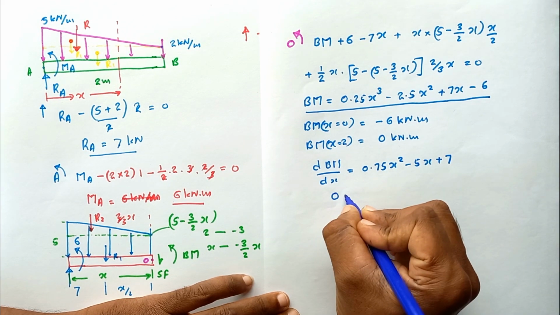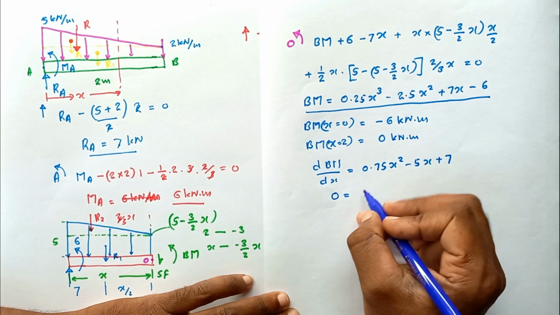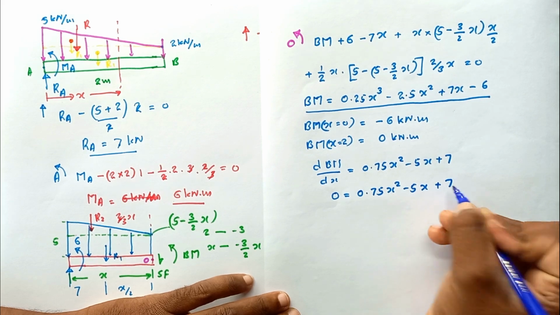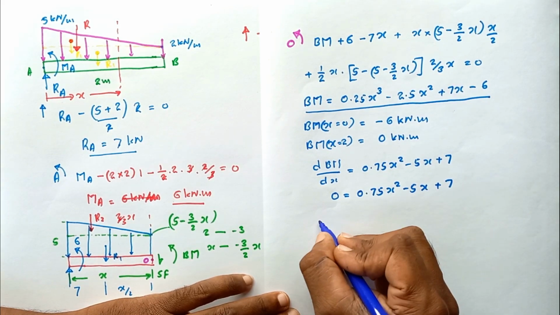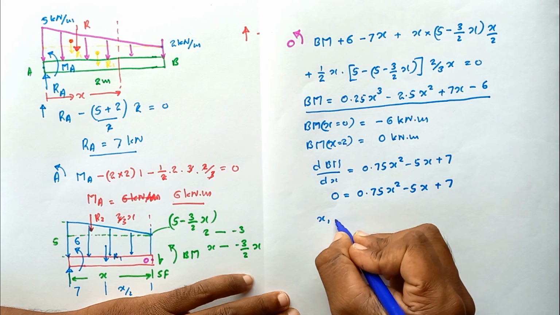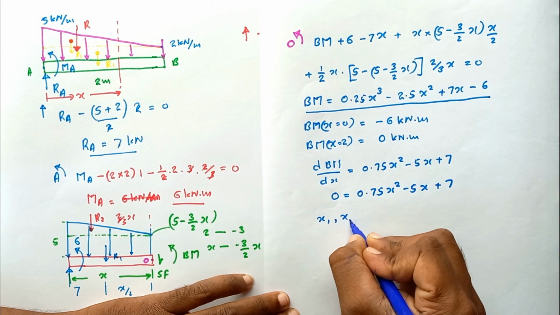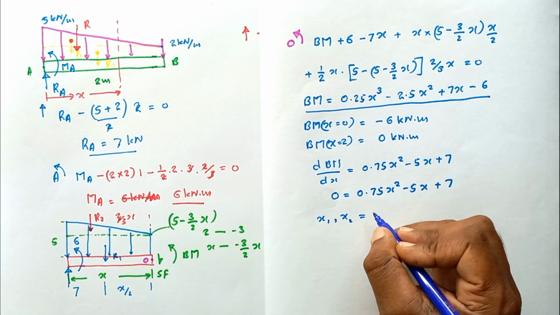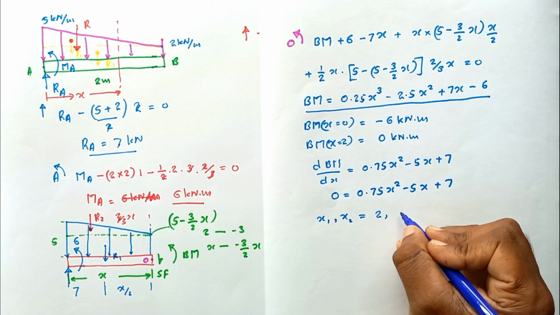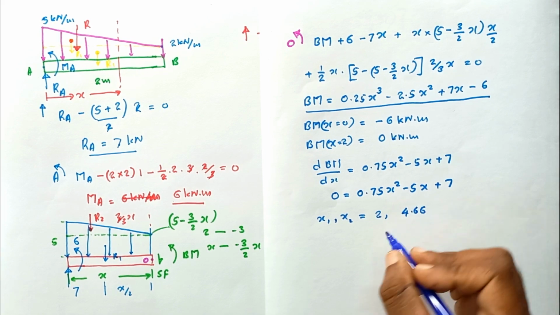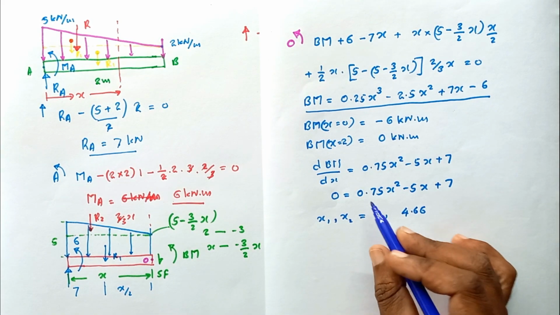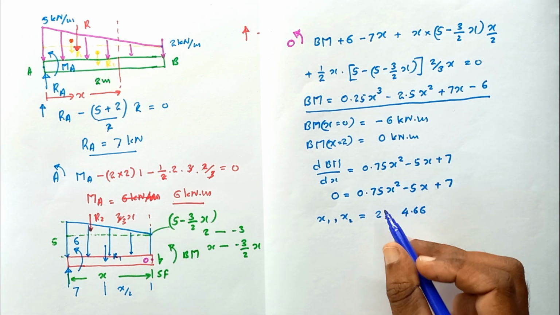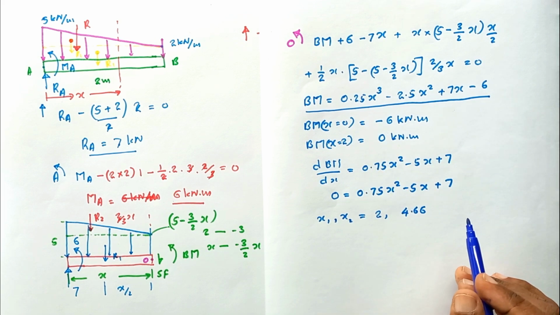So let's find the maximum and minimum points. 0.75x² minus 5x plus 7. How do we find the roots of this equation? We can use the calculator's x1 and x2 function to find the roots. The roots are 2 and 4.66. So at 2 and 4.66, the bending moment equation has its maximum and minimum values.